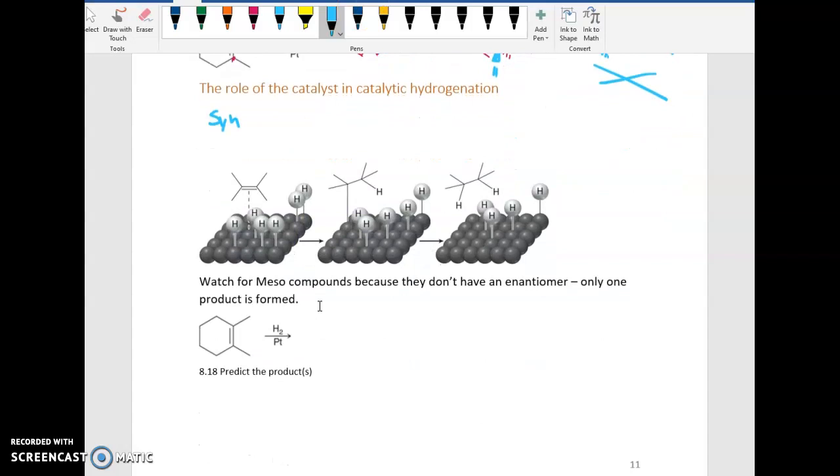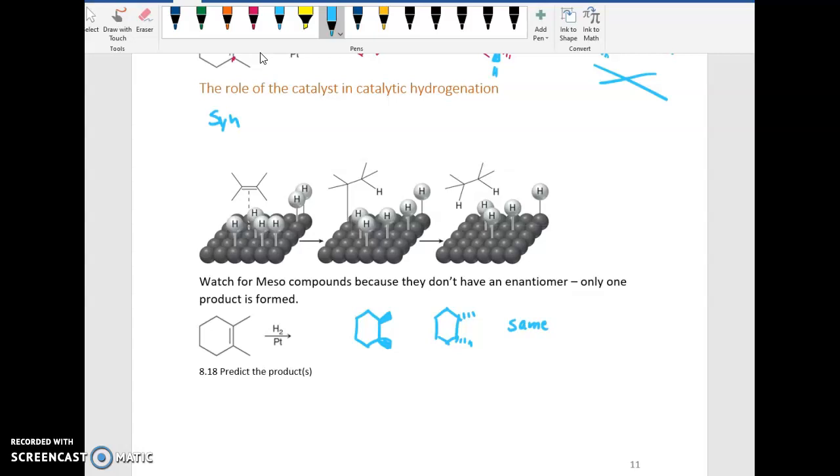Do watch out for meso compounds, because with meso compounds such as this one, you'll get this and this. They are the same. So you did not make enantiomers in this case.